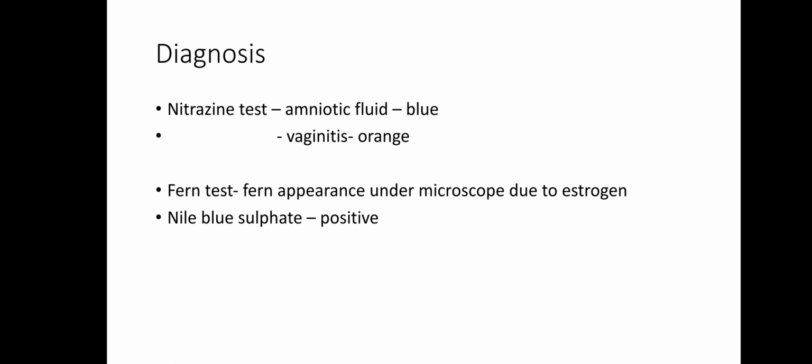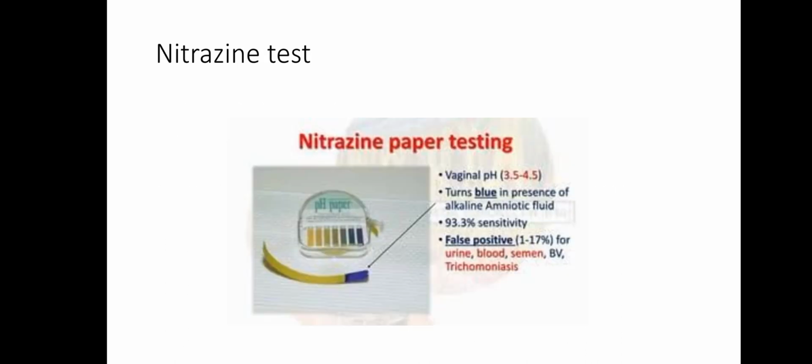And the fern test, if you take that fluid, look at it under the microscope. If it's amniotic fluid, it will have a fern-like appearance because of high levels of estrogen in the amniotic fluid. Nile blue sulfate, same concept as before, will turn orange. That means that they are fetal cells, and fetal cells can only be found in amniotic fluid. So this is the nitrazine test. As I said, vaginal pH is acidic, so it will turn orange. However, if it's blue, that means it's amniotic fluid.